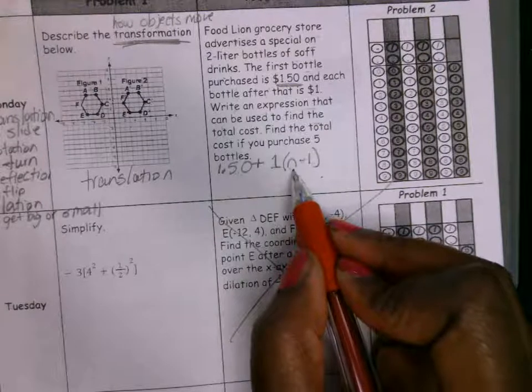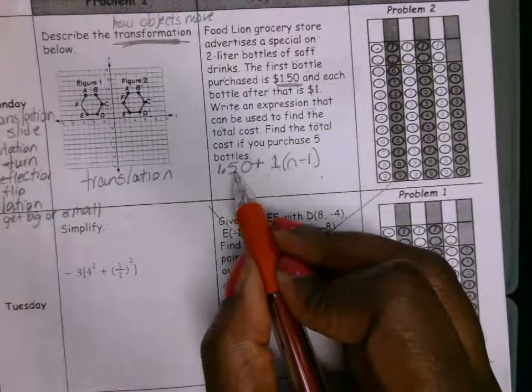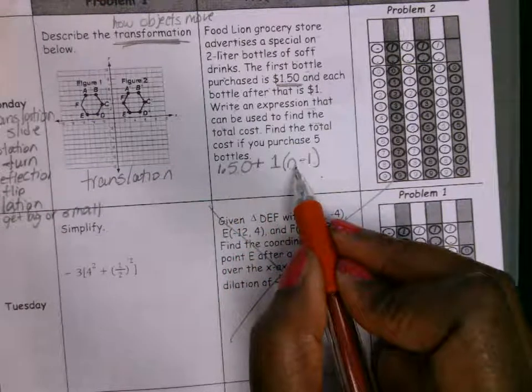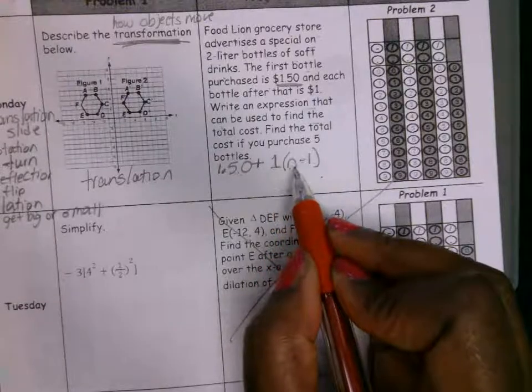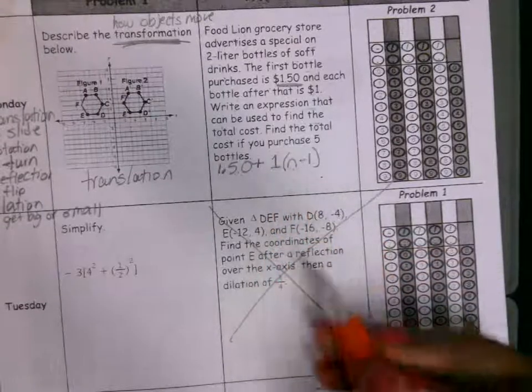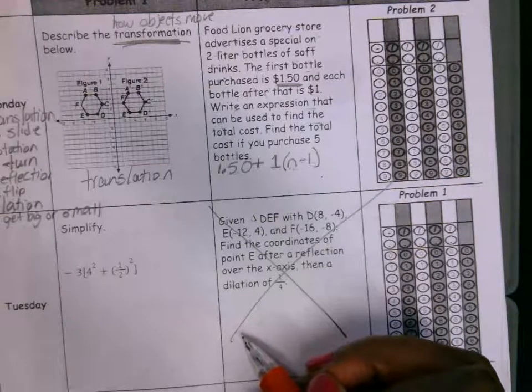If I purchase 8, I'm going to put 8 right here. The first bottle is $1.50. So I'm only paying for 7 bottles. That is going to be $1 each. So it's going to be N minus 1 here. Okay. So now how do I solve? How do I find my answer here?